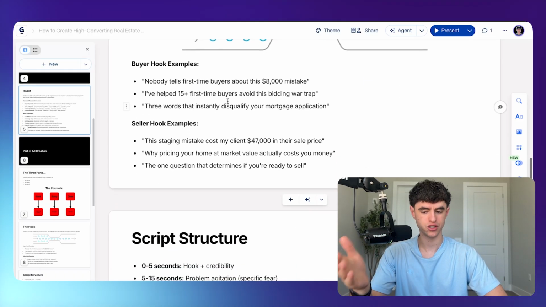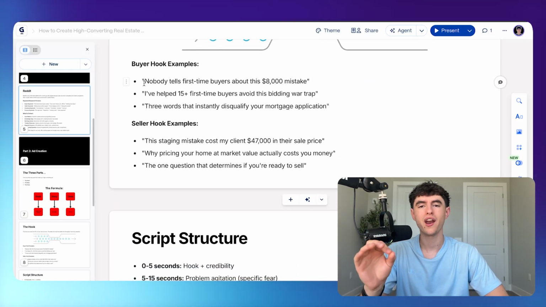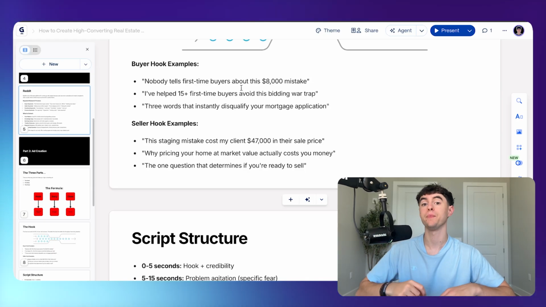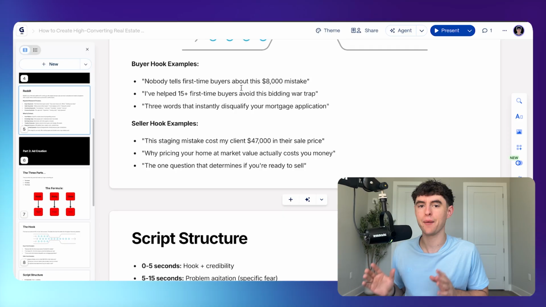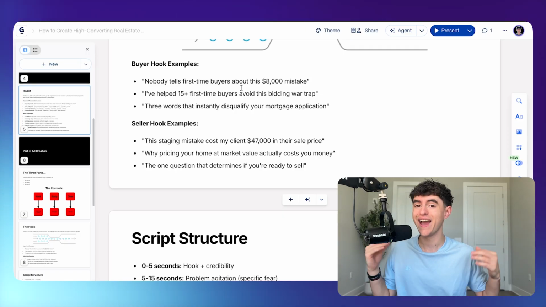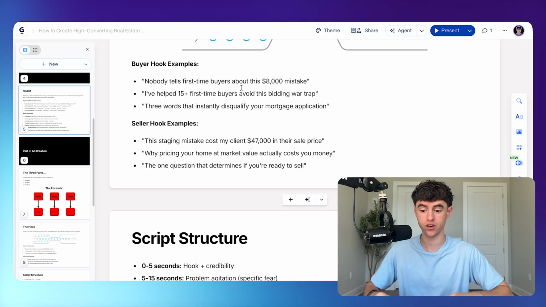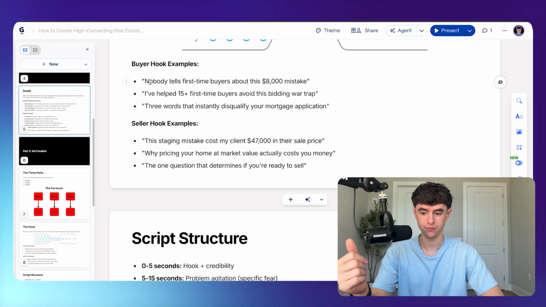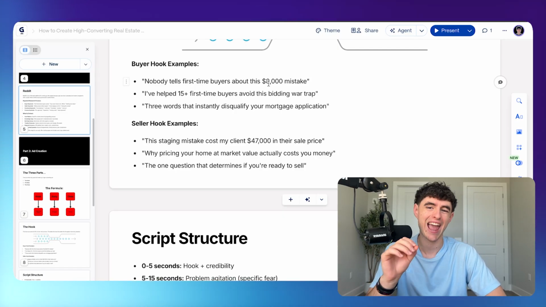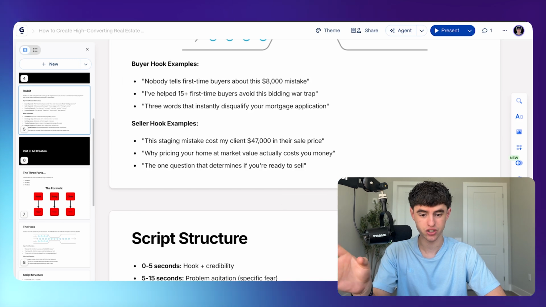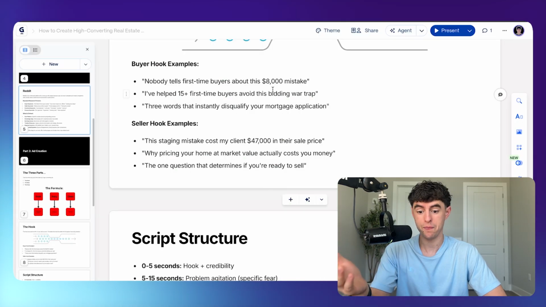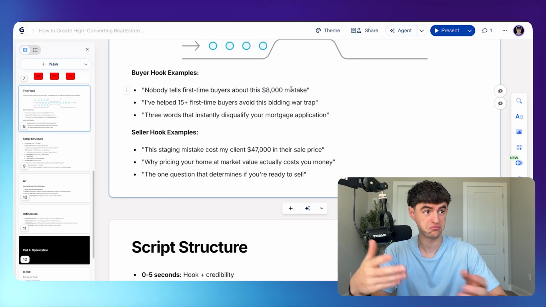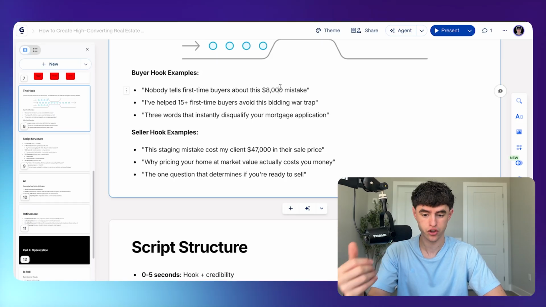Just some examples as far as good buyer hooks go. You wanna make sure that you're doing a pattern interrupt, meaning that when someone sees your ad, you want to stop them from continuously scrolling, and you want to inform them through education, okay? Or just through some sort of bold claim. So, nobody tells first-time buyers about this $8,000 mistake. And this is going to tie into exactly what this person's feeling. If they were to go through with the quote from Rocket Mortgage of a 7.125% interest rate, they'd be making probably somewhere between $8,000 within that range of a mistake, right? And so they're going to resonate with this.